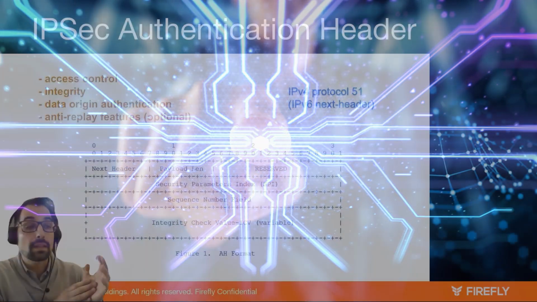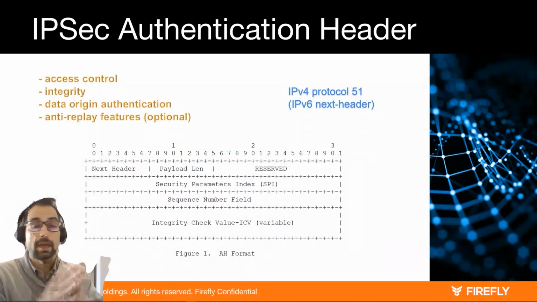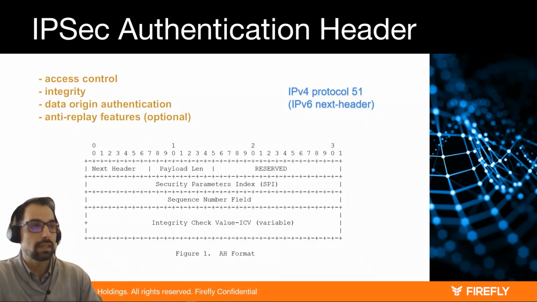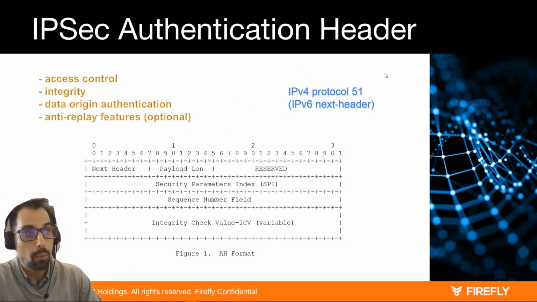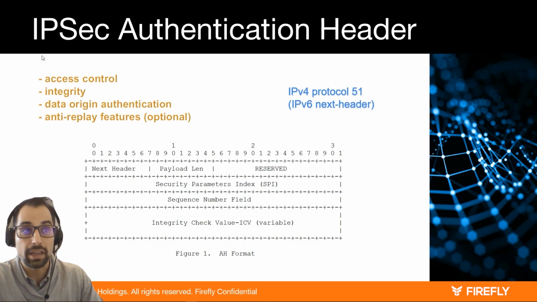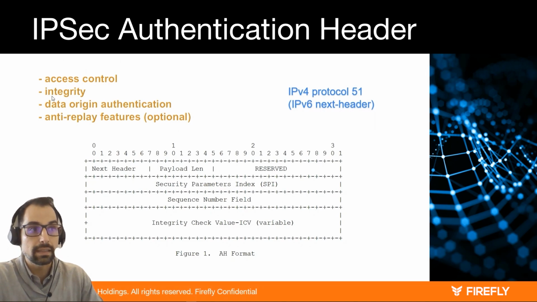Okay, so now we touch base with our 2 protocols, IPSec AH and IPSec ESP. We start with the authentication header. This is protocol 51, right? Depending on the protocol that we are using, for IPv4 it's going to be in the header; in IPv6, it's going to be in the next header section. And these are the services that the authentication header is going to provide for us: access control, integrity, data origin authentication, and anti-replay features as optional.